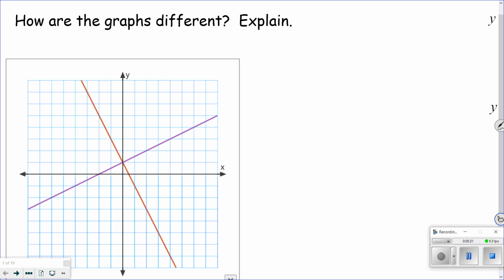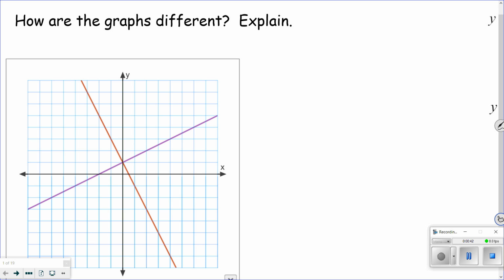So take just a second. We have these two lines. You have the purple one and the red one. I just want you to compare them and think about how they're different. So if you would, pause the video for just a minute, look at the two lines, and compare them to each other. How are they different? What makes them different?